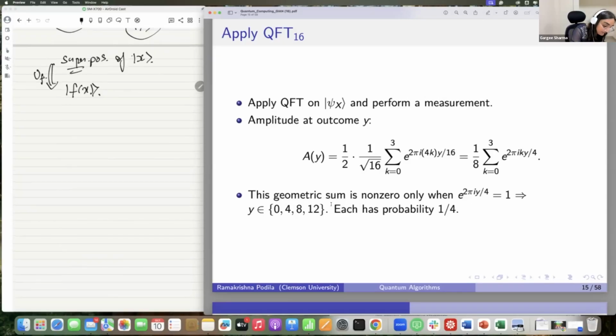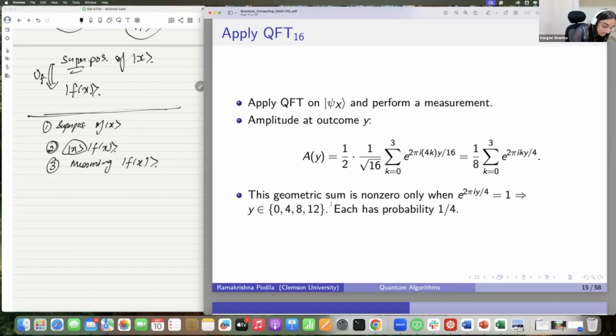So if I just go over it from the start, you're preparing a superposition of x. Second step, you have x and f of x. Then you are measuring f of x. Now we know that f of x is periodic, so my state x has that period information hidden in it.